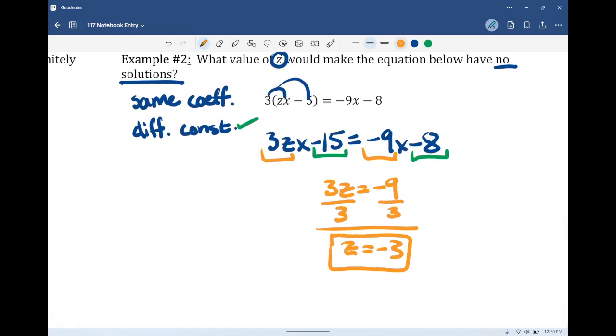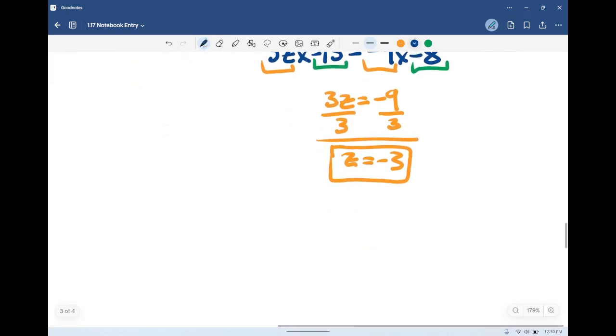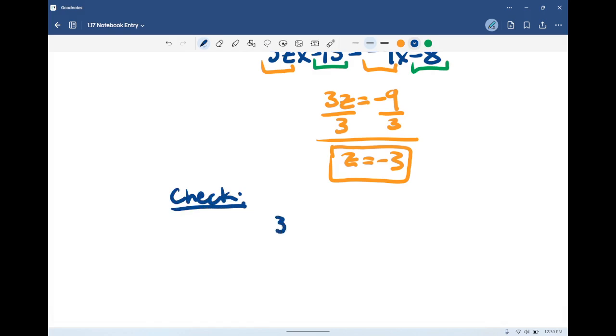Now, the part here that we've not done super often before is I actually want to check this. Because this seems like a big claim for me to say, yeah, if z is negative 3, turns out this solution is actually just never going to work. Or this equation's never going to work. And so, let's check this. I'm going to take the original equation, 3 times, and now instead of z, I'm going to have negative 3x minus 5 is equal to negative 9x minus 8.